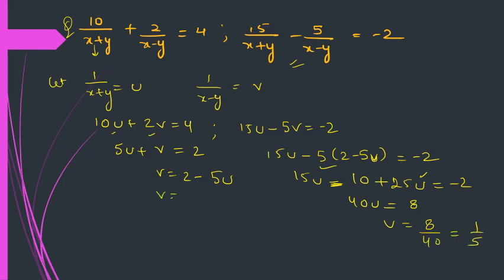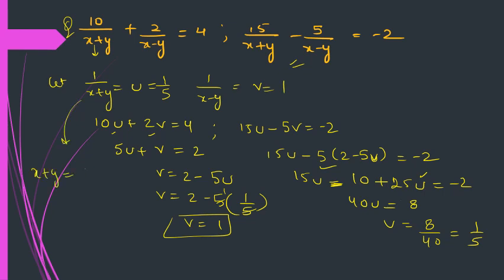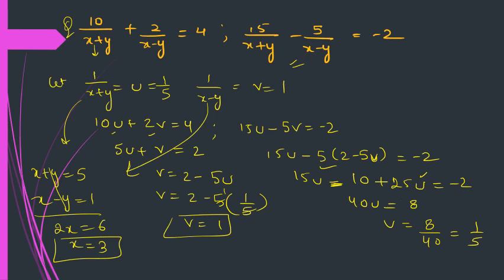And from here, if you substitute the value of u, which is 1 by 5, 5 times 1 by 5 is 1, and 2 minus 1 is 1. So you have got u and v. That means this is 1 by 5, this is 1. If you reverse it, you will get x plus y as 5, and from here, x minus y is 1. Now you can do elimination here. 2x equals 5 plus 1, which is 6, I'm adding them, okay? So 2x is 6, x is 3. And now you can substitute x in any of these equations.